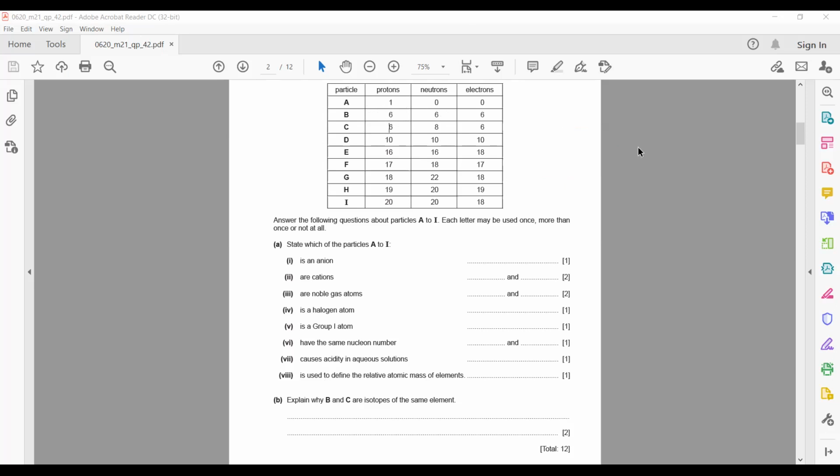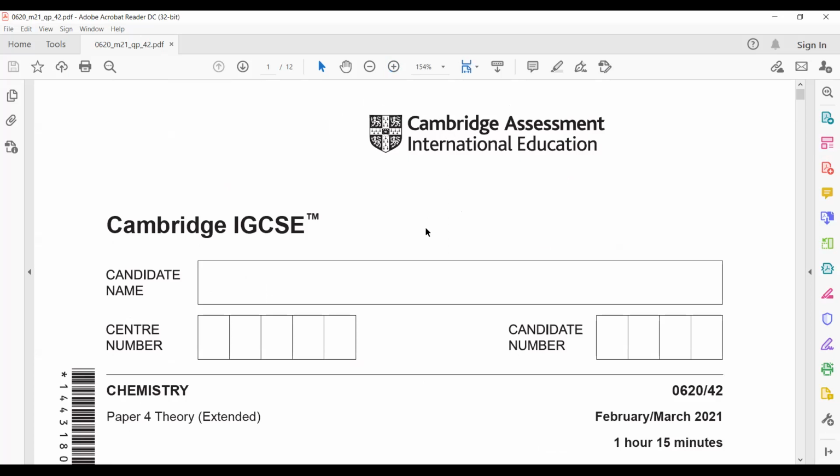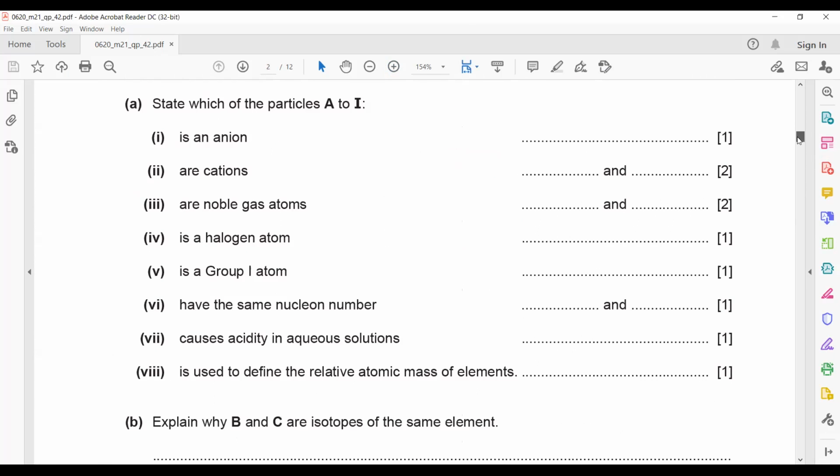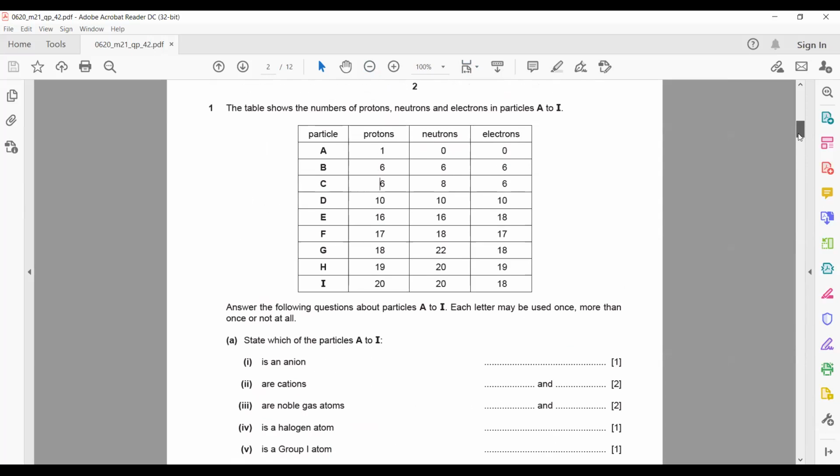So this is question 1 from the February-March 2021 paper. Is it clear to everyone, this question? Any doubt? So I'll quickly just wind up what we discussed in this question.